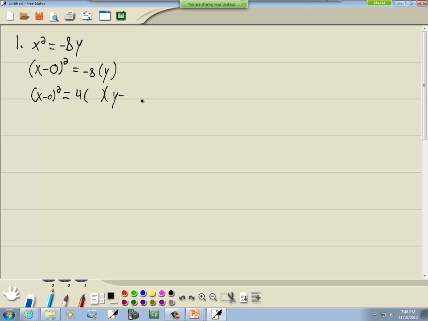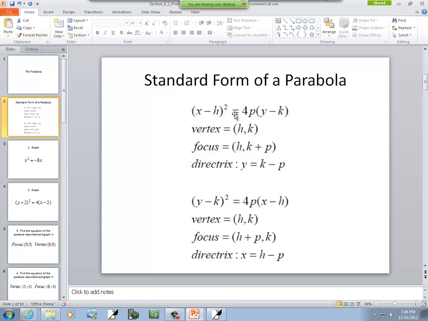And we need this as y plus or y minus a number. And this is the same little trick as the other one. If you just have a single variable there, it's always just y minus or x minus 0. Now the negative 8, we can rewrite that as 4 times negative 2. Now this is in our standard form.